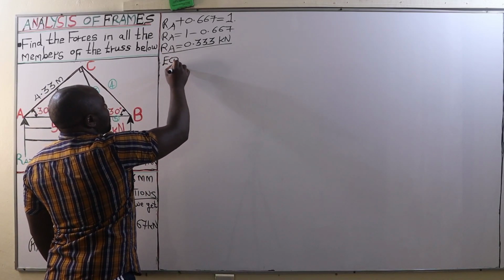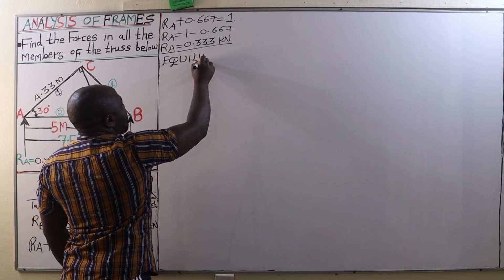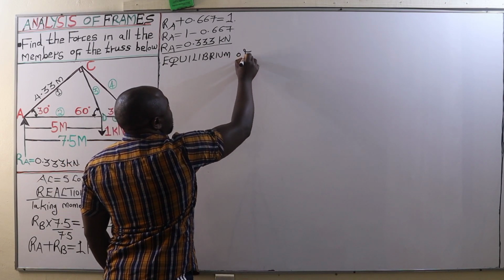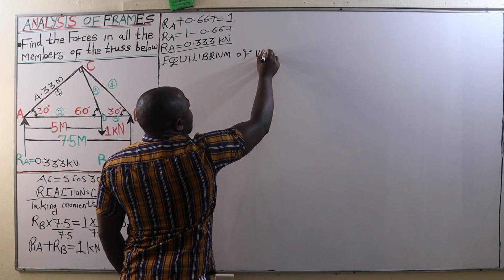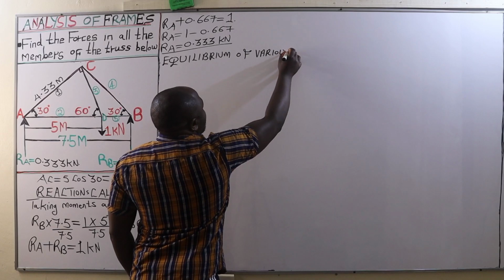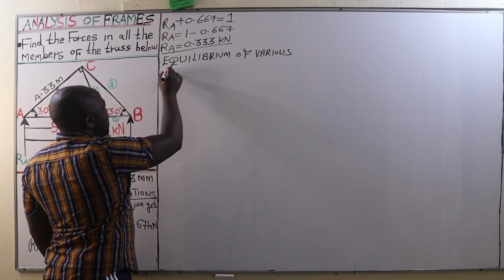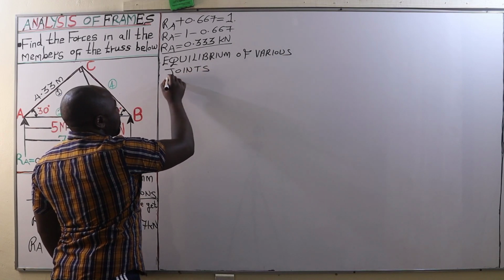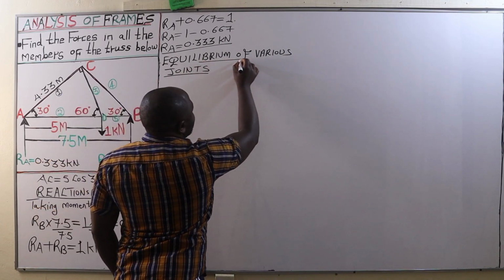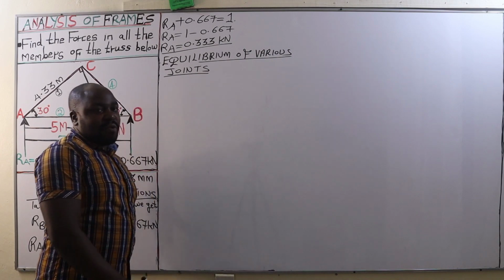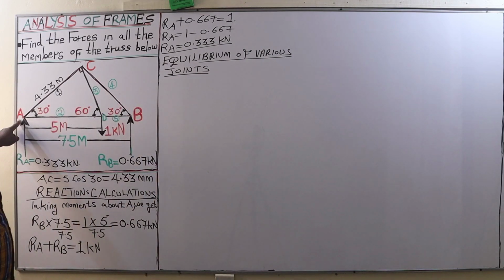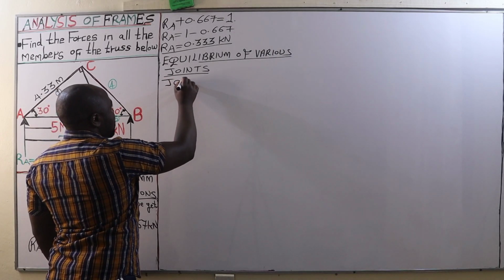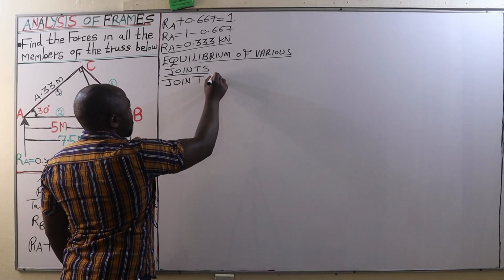Now, after getting the value of the reactions, the next thing will be considering the equilibrium of various joints. In this case, we are going to begin with joint A.